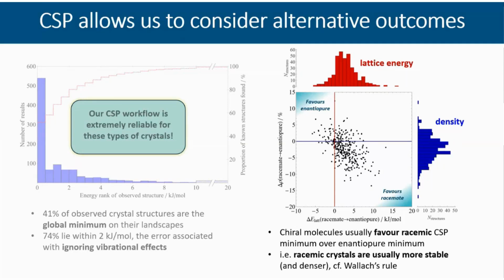And we find that if we look at all the possible crystal structures that you can form, not just the observed one, for chiral molecules, we find that the data supports that you expect that both the lattice energy and the density is improved in general in the racemic forms versus the enantiopure forms.